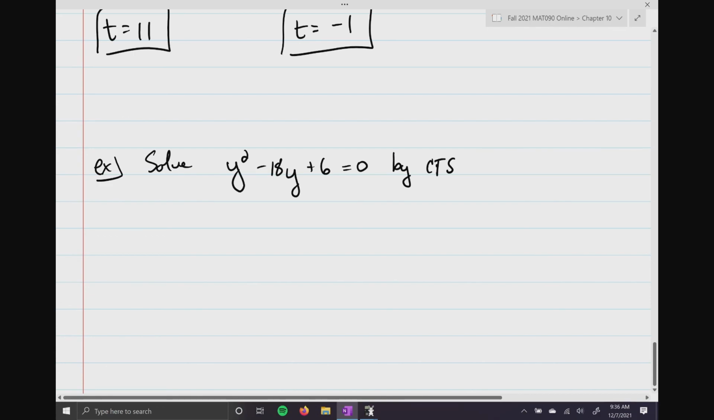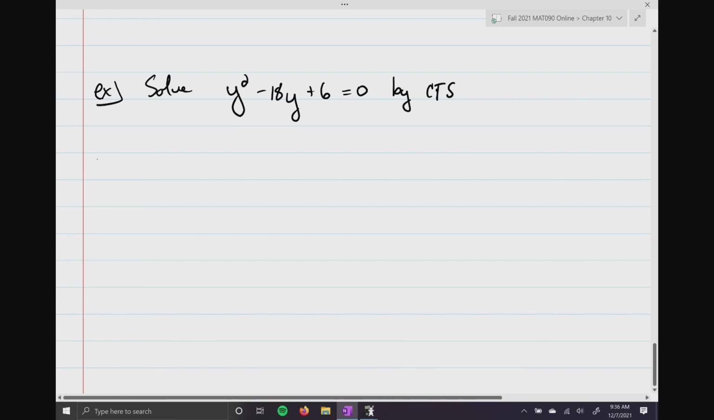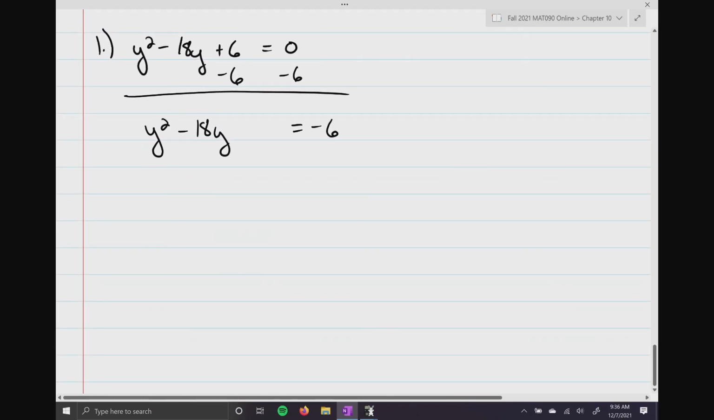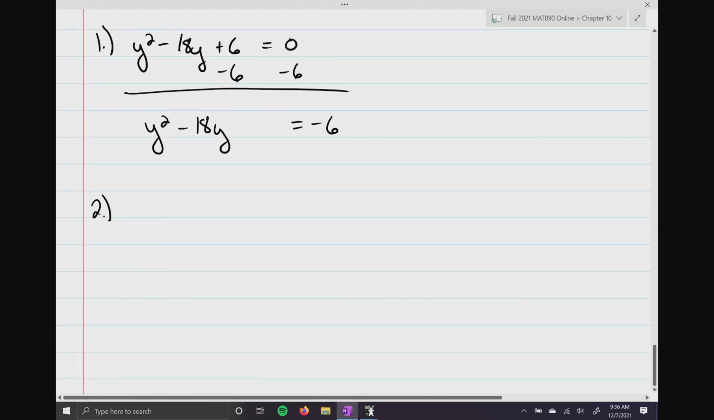Okay? So step 1, I need to take this constant term, which is the positive 6, and I need to move it over to the right side. So minus 6, minus 6. So that gives me y squared minus 18y, leave a space, equals negative 6. Step 2, we're going to take that b coefficient, which is negative 18. We're going to divide it by 2 to give us negative 9, and we circle it.